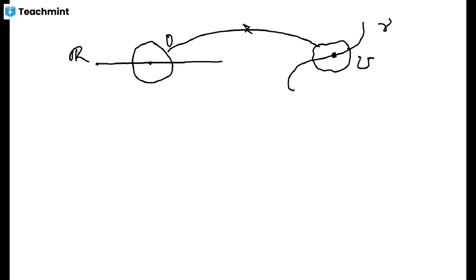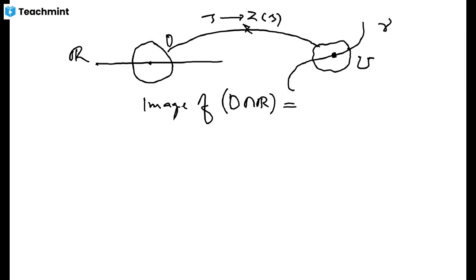such that the image of this real segment in this disk is nothing but the part of the gamma that lies inside this open neighborhood U. Then we say that it is an analytic curve.